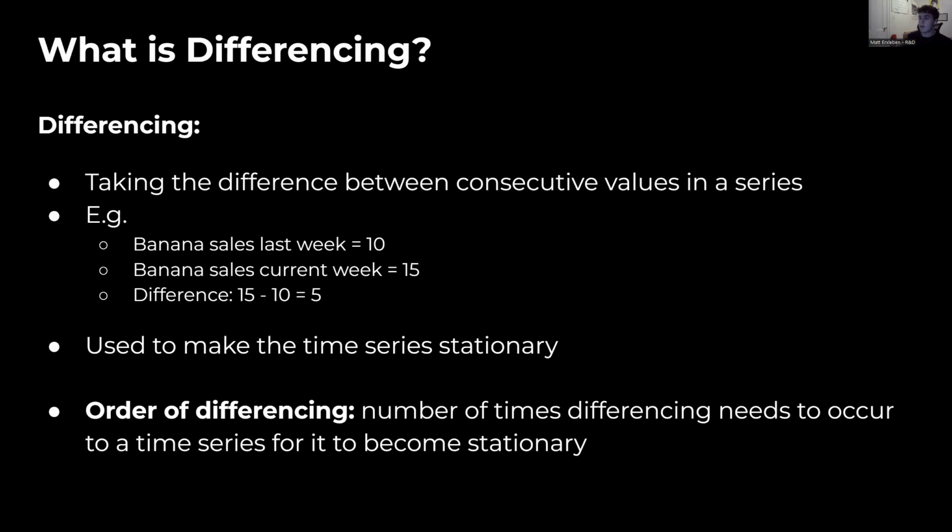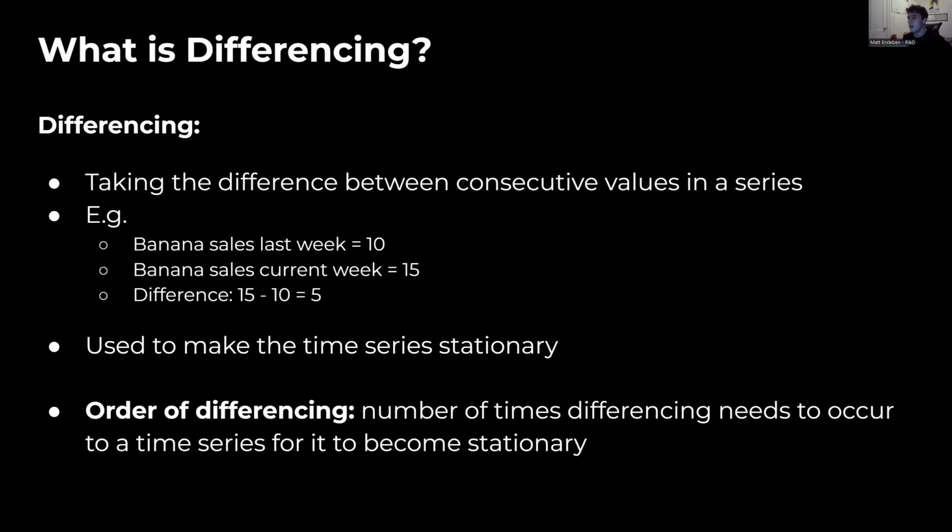And so an example of this would be like the banana sales last week was 10, and the banana sales in the current week is 15. So the difference would be 15 minus 10, and that would be 5. So now your new data point for a differenced time series would be 5 for the current week rather than 15. If that makes sense, right? And so this is used to make time series stationary. And you can actually use multiple orders of differencing to be able to get closer and closer to stationary. Because believe it or not, doing this just once, sometimes for some time series, isn't enough to make it close enough to stationary.